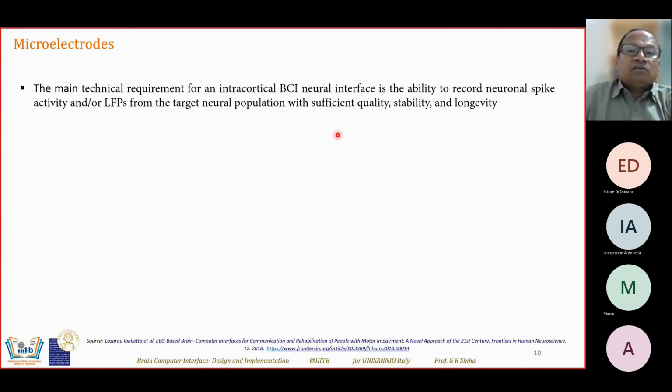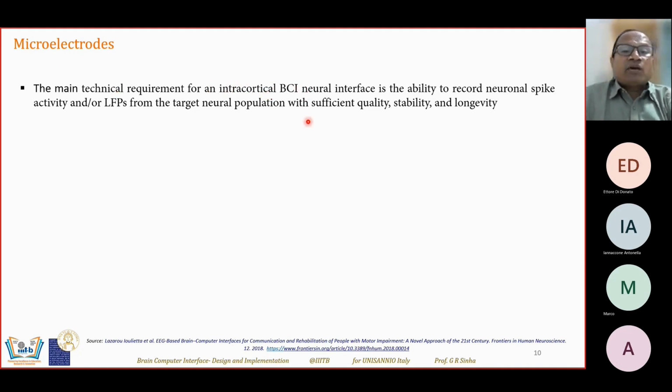Microelectrodes. So we are continuing with the microelectrodes, and the main technical requirement for intracortical. Cortical is your ECoG. When we say intracortical, it means we are going deeper inside, because we enter through the cerebral cortex. So it's not inter, it's intracortical. We go deeper into the cortical area, so we are calling it intracortical.